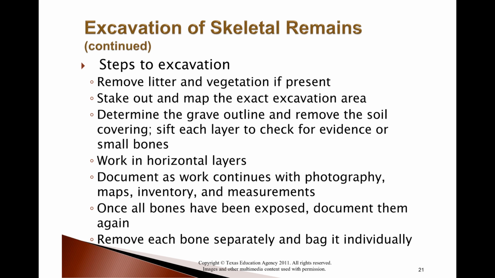So the first would be to remove litter and vegetation if there is any present. And then to stake out and map the exact excavation area, so pretty much where there is bone or where there could potentially be bone or remains. And then you will determine the grave outline, and if that person was actually buried or covered over, and then you would remove the soil covering. Now, the soil covering is removed layer by layer, and each layer gets sifted through a sieve to check for any evidence or small bones or maybe even teeth. And this continues in a horizontal pattern.